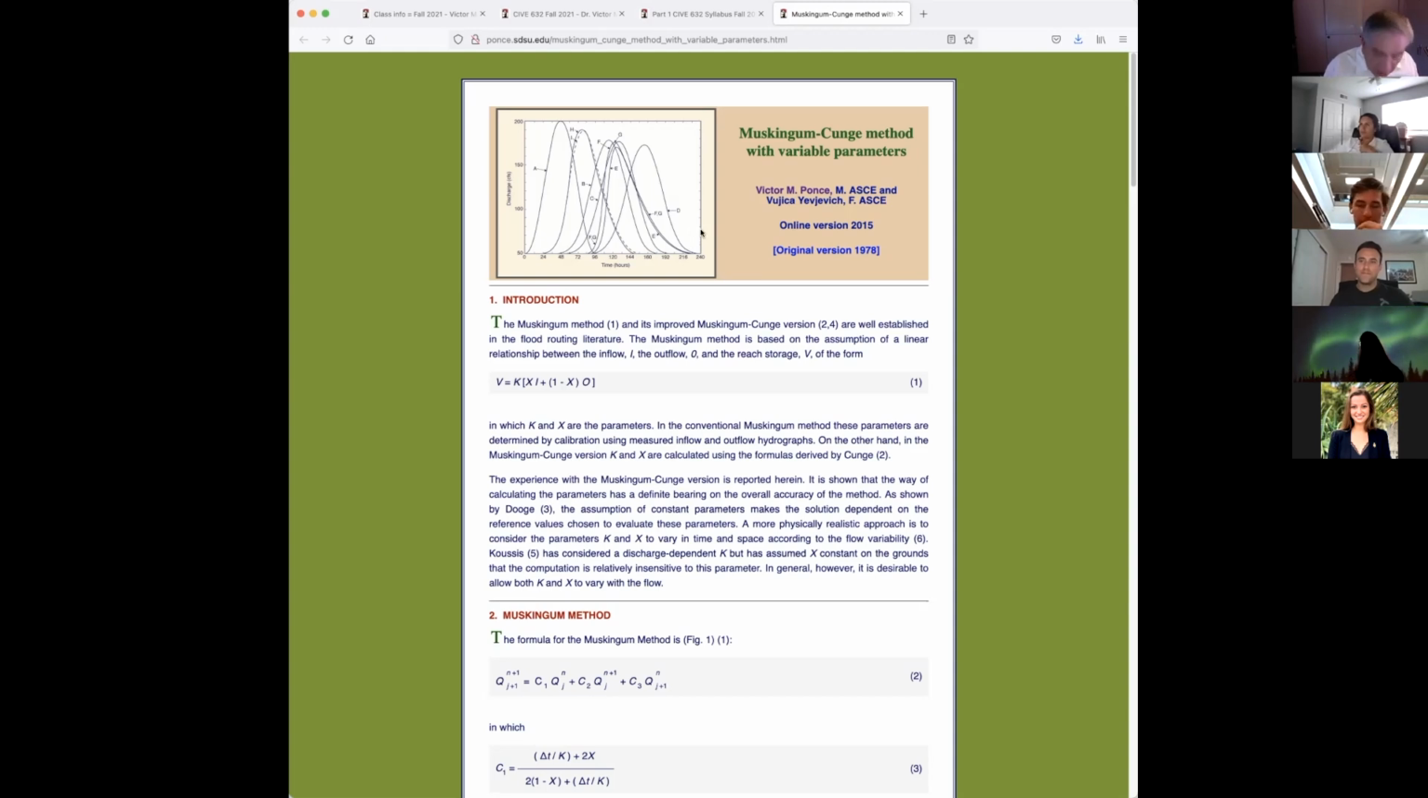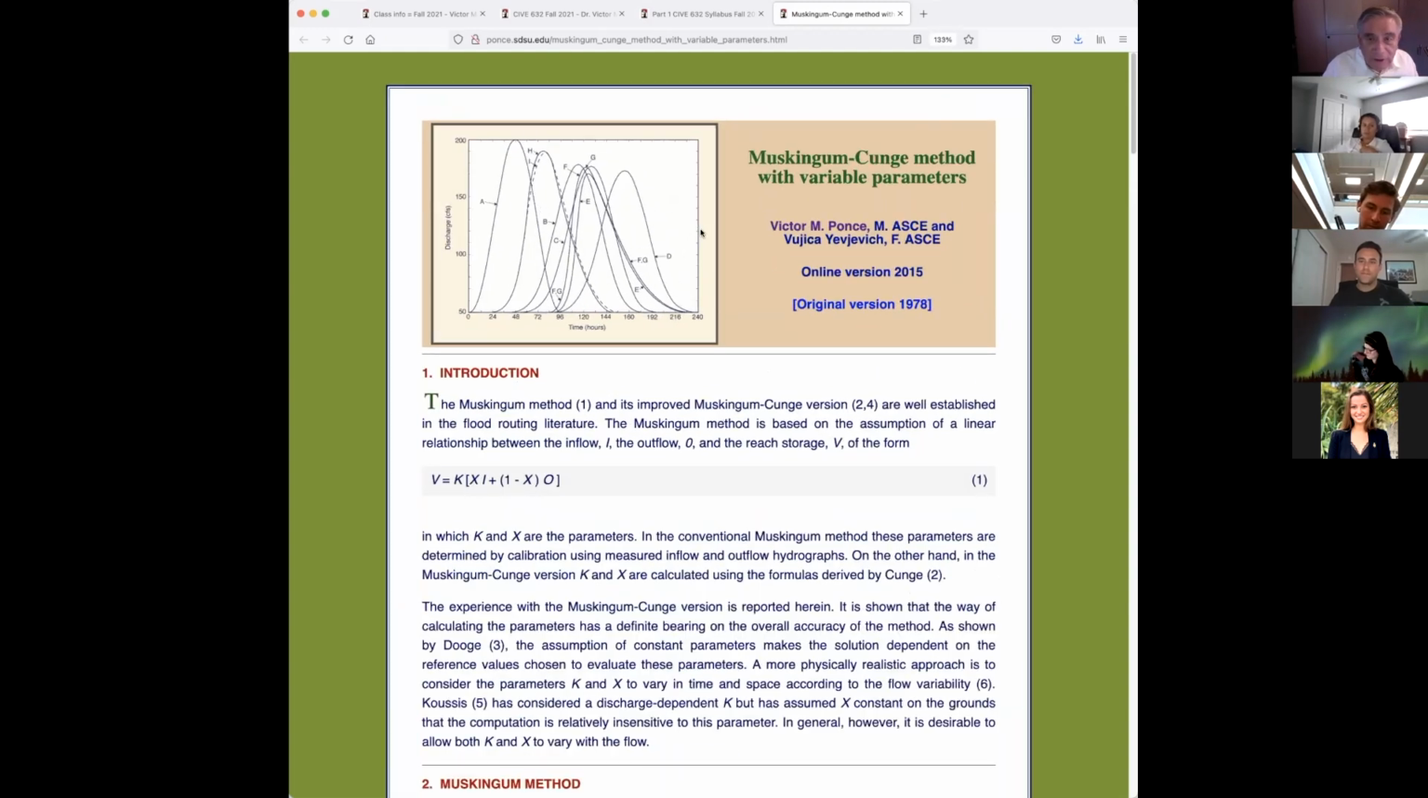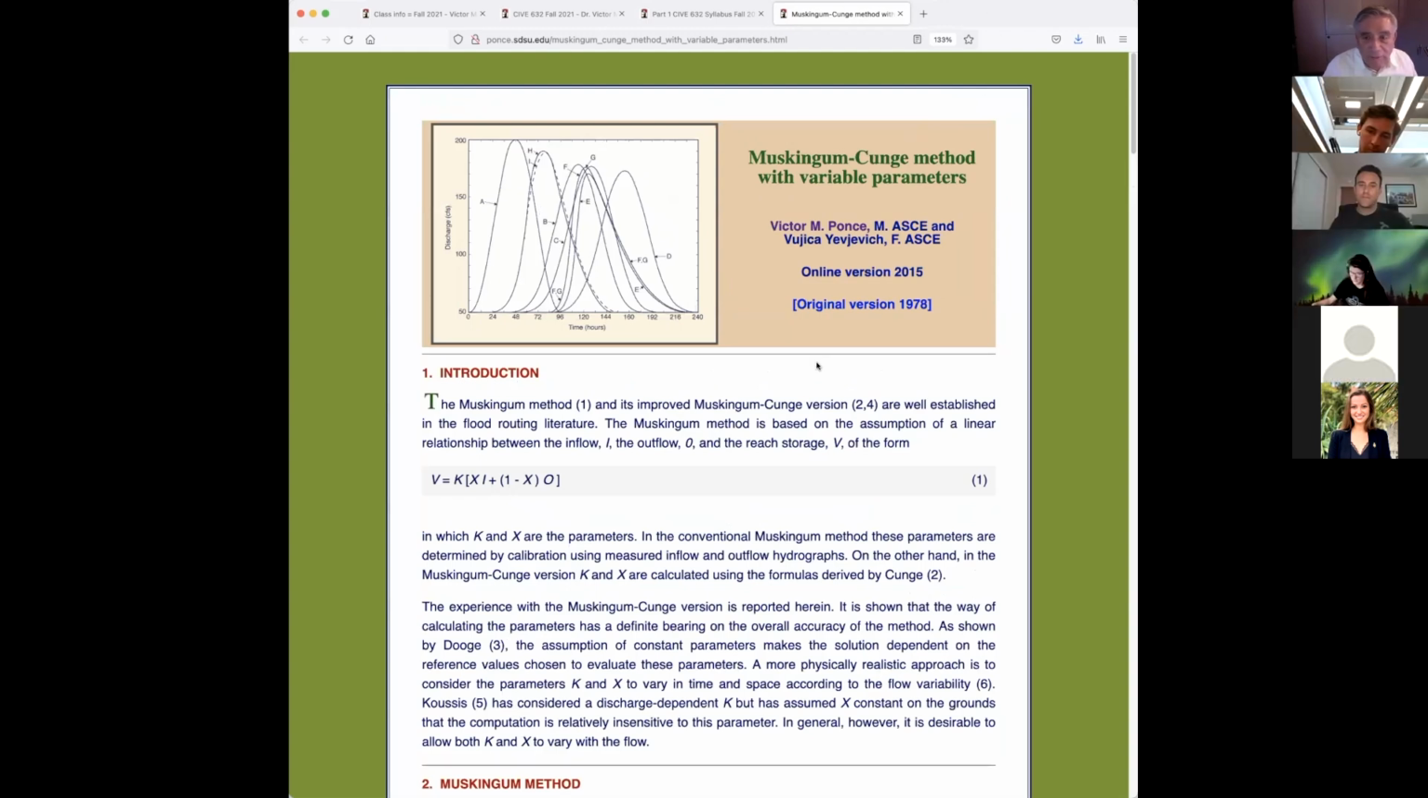Okay, so we're going to talk about the first of four papers that I'm going to cover today. It is titled Muskingum-Cunge Method with Variable Parameters. Okay, what's the story here? The background is that the Muskingum method was developed in 1938. We know that. And that Cunge came up with an improvement in 1969.